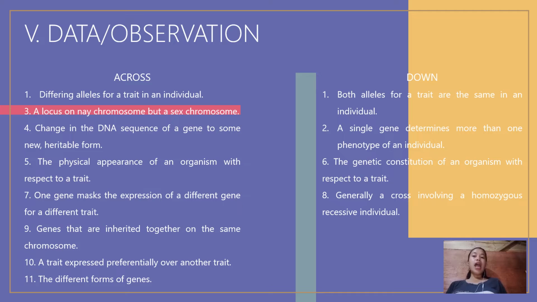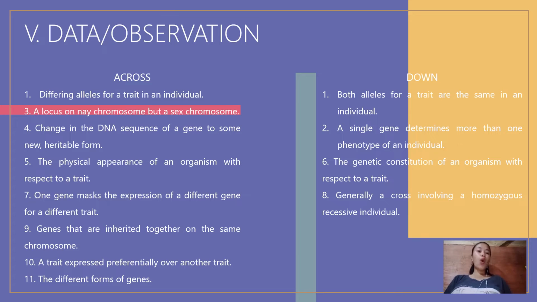Number 9, genes that are inherited together on the same chromosome. Yes, it is right. It is linkage. Number 10, a trait expressed preferentially over another trait. Yes, exactly. It is dominant. Number 11, last number in a cross. It is a different form of a gene. Yes, the answer is alleles.